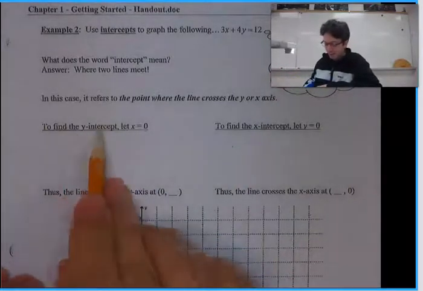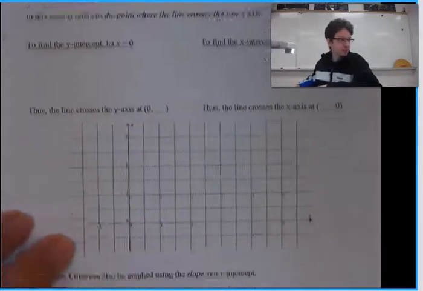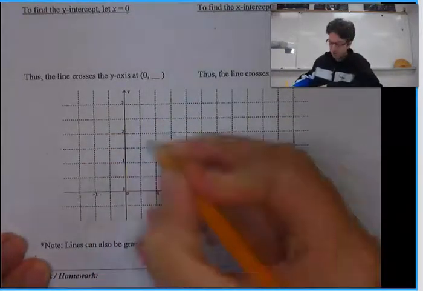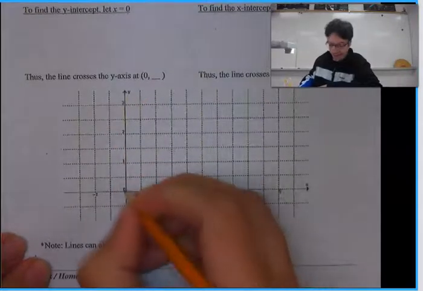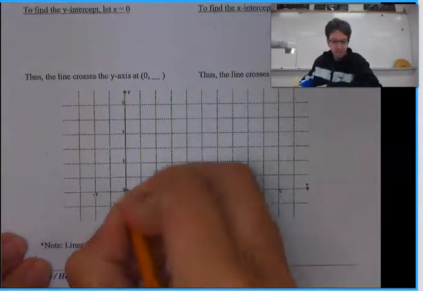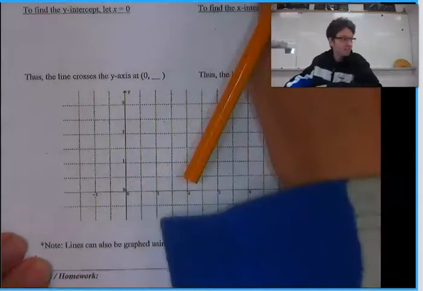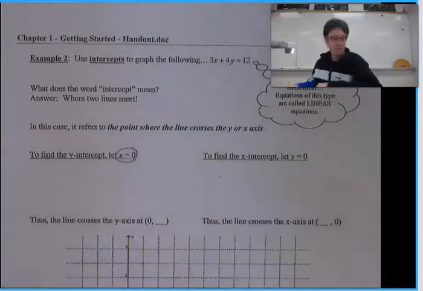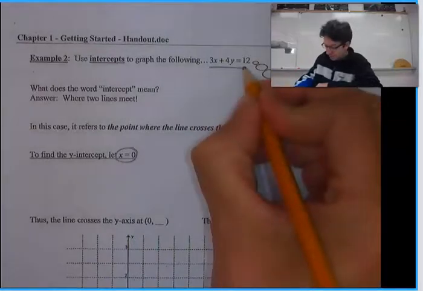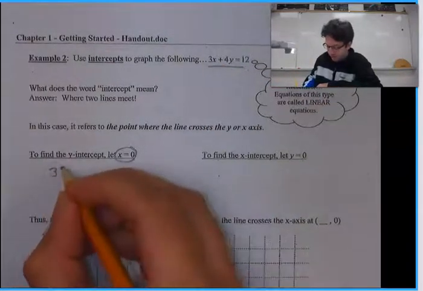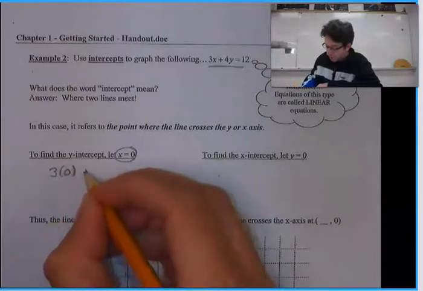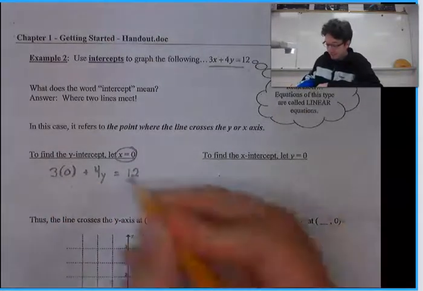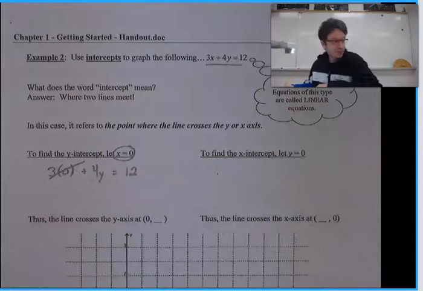So to find the y-intercept, if you look at your graph, if you have a curve or a straight line or anything, when it crosses this axis, the value of x is 0. So to figure out where it crosses that axis, we're just going to do substitution. We're going to substitute x equals 0. So if we look at this equation, and we just substitute 0 in for x, we'll have 3 times x, which is 0, plus 4y, which equals 12. 3 times 0 is just 0, so that's just going to disappear. And we're left with 4y equals 12.